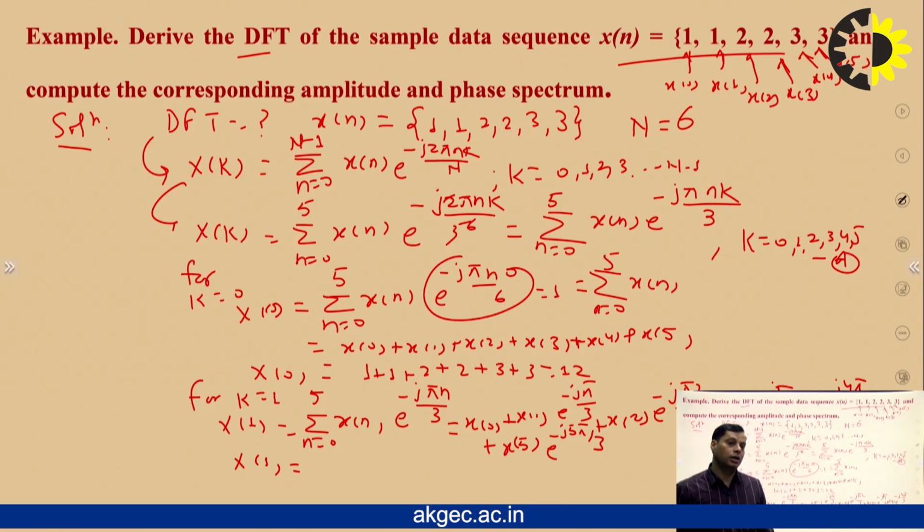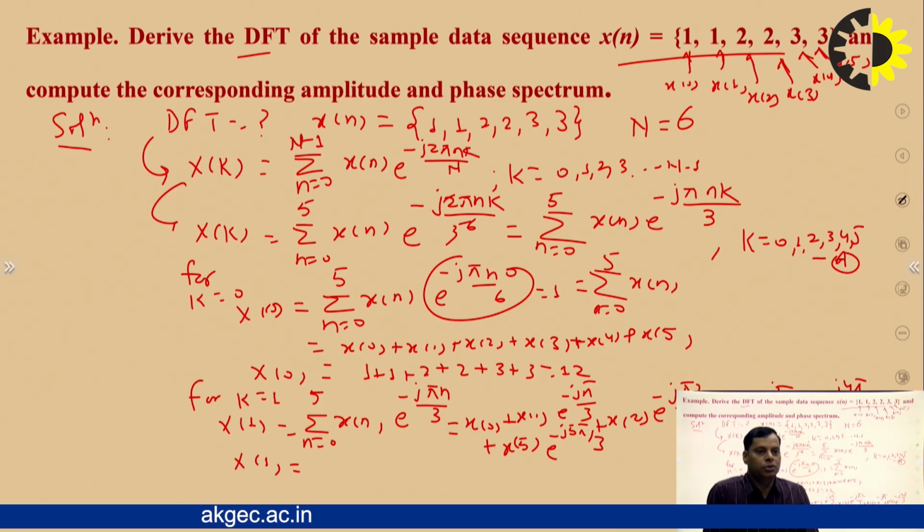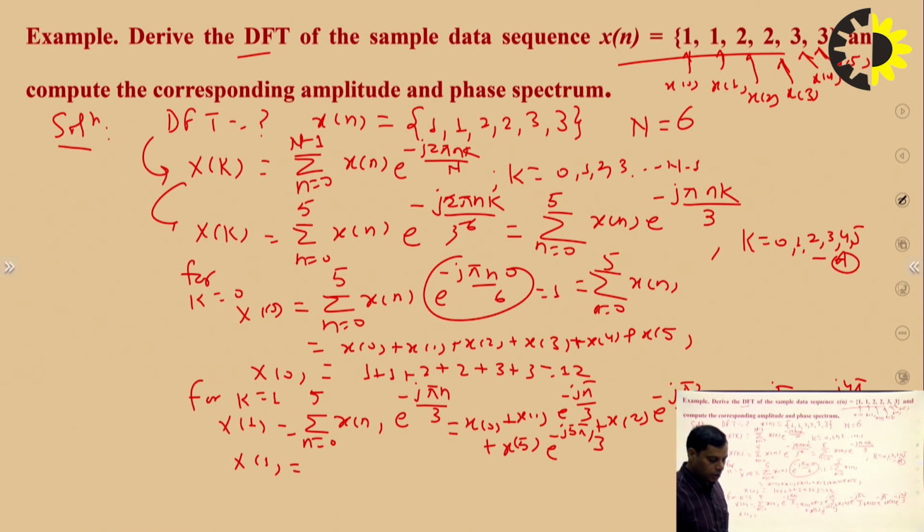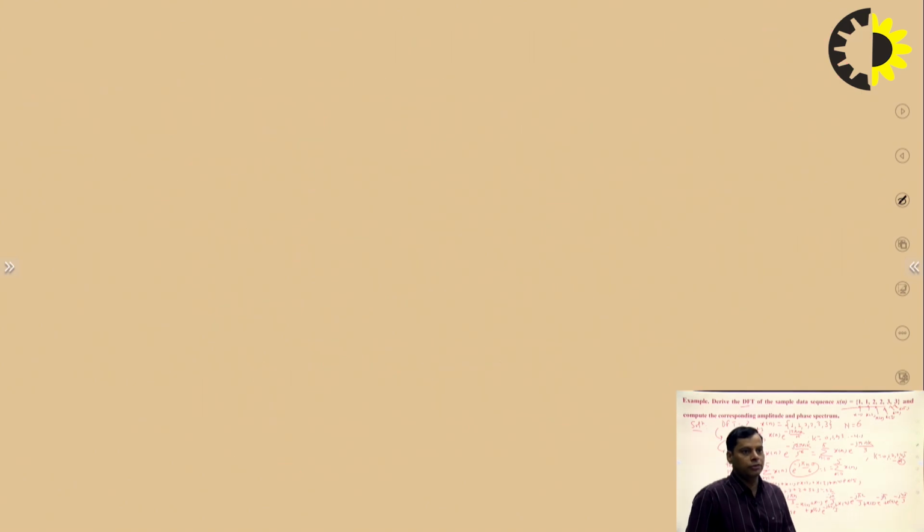We can calculate its value with the help of e raised to power minus j theta is equal to cos theta minus j sin theta. So with the help of this, we will calculate all the values and simplify it. So the final value after the calculation for k equals 1 comes out minus 1.5 plus j 2.598. After that, for two sequences we have evaluated.